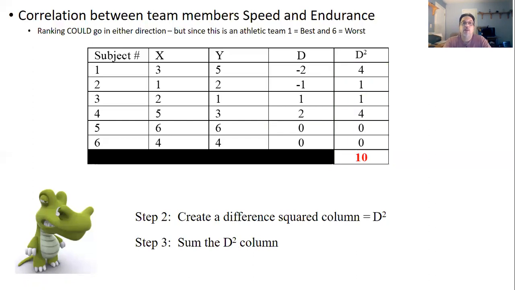All right, let's make sure we have the right answer. In this case, again, positive or negative 2 squared is 4, the 1's squared are 1, and the 0 squared are 0. So adding those up should not have been difficult. We have a D squared column score of 10. Okay, now that's in red. That's because that's the thing that's going to travel with us into the formula.